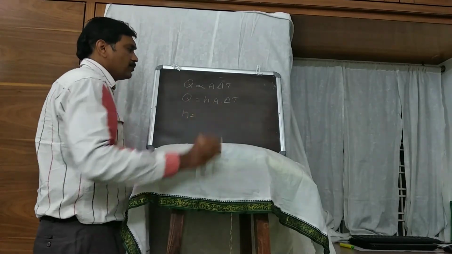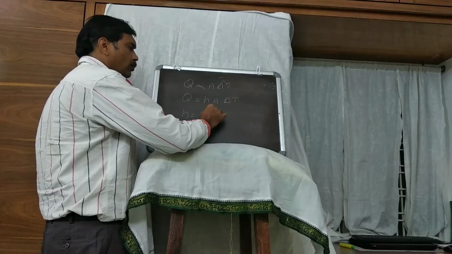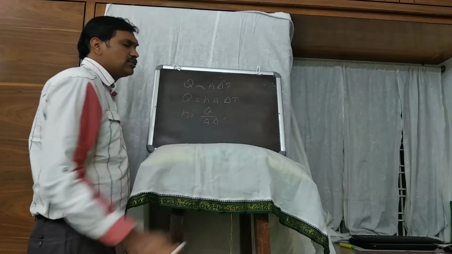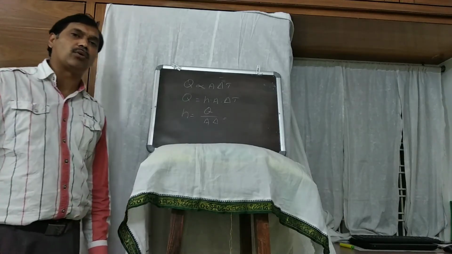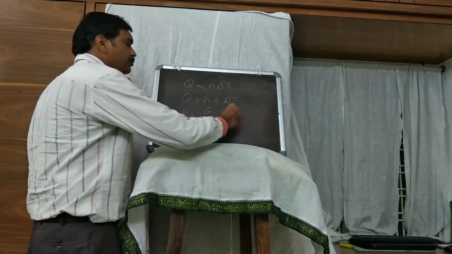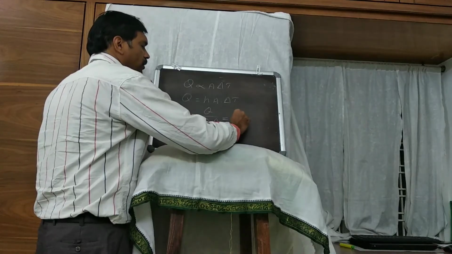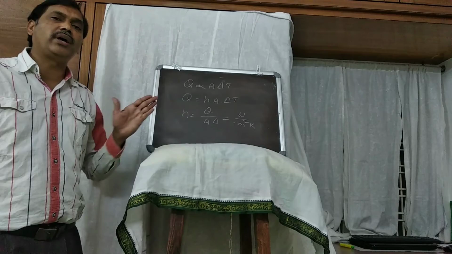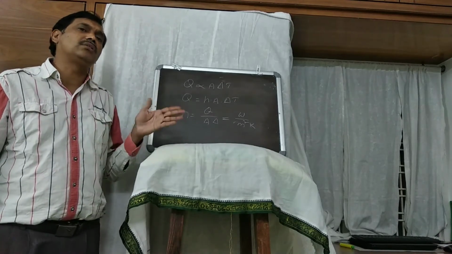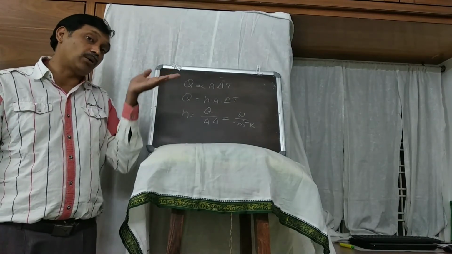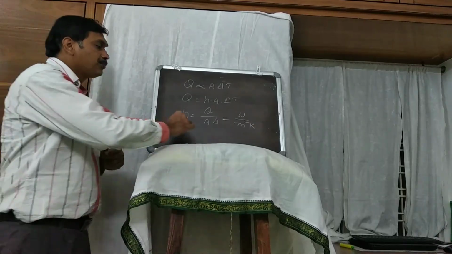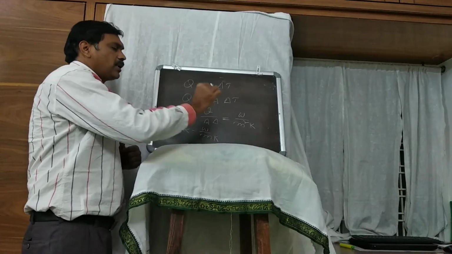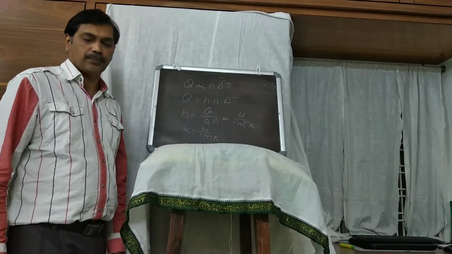H is equal to Q by A delta T. Q is the rate of heat transfer, joules per second or watt. So the unit of the heat transfer coefficient H is watt per meter square Kelvin. Then what about the thermal conductivity? For K, it is watt per meter Kelvin. That's it.